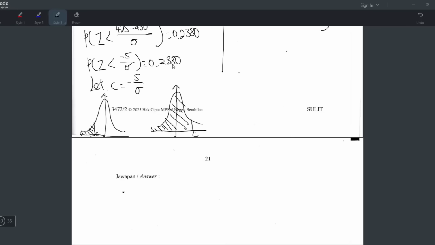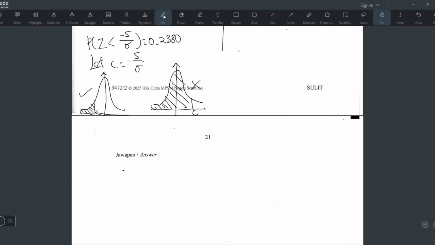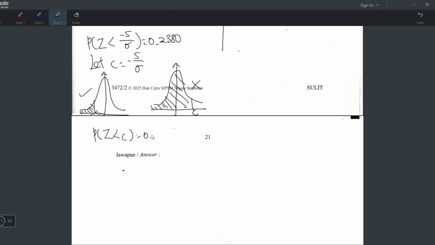So this one is 0.2 something, so you have to go with the small kawasan. So this is wrong. Now that you know your C is negative, you know what method to do already, which is P(Z < C) = 0.238. But you know your C is negative, so you can change to P(Z > positive) = 0.238. And then you can tengok jadual already because it's already Z bigger positive. But after you tengok jadual, you have to add a negative yourself here because the C is negative.